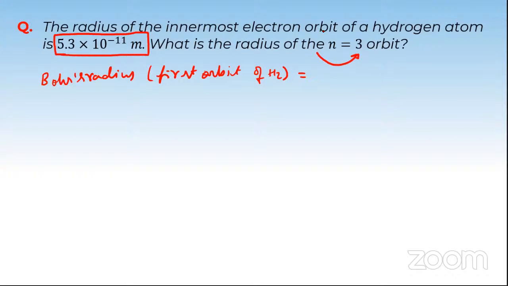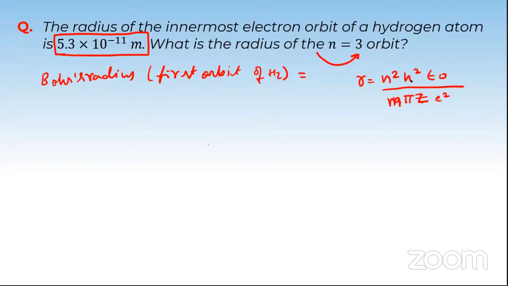Yes, so let me see who will answer me the quickest. Let me write down the formula for radius. Radius is given by n square h square epsilon naught divided by 4 pi m pi z e square. If you know all of these values and put n is equal to 3, you'll get the answer, not a problem.